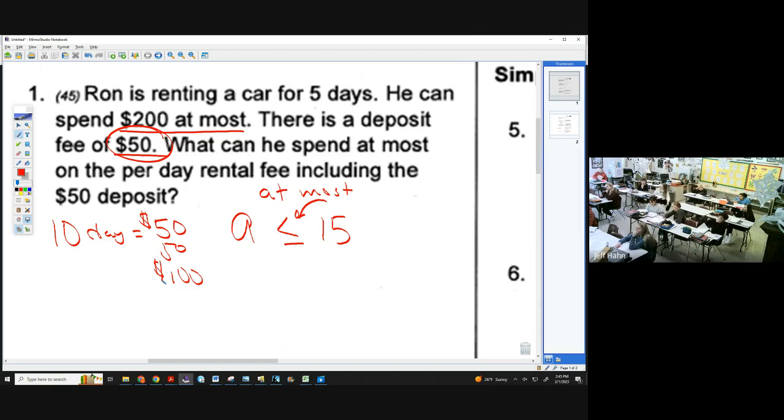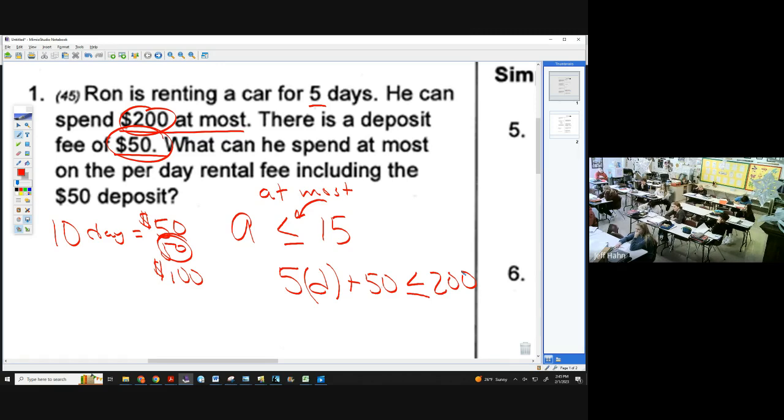So there's where you do this. I take $5 per day, because I multiplied that by the number of days, right? I have to add the $50, because I have to pay this $50 fee no matter what. And that has to be less than or equal to, how much money do I have total? $200. Plug the numbers in there and see.